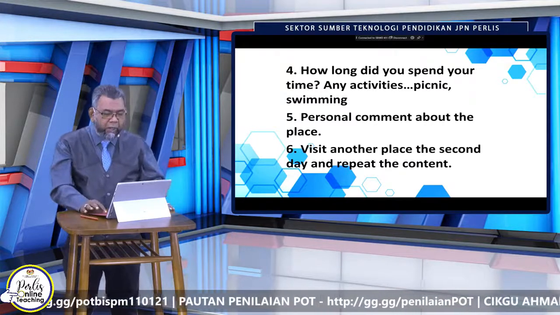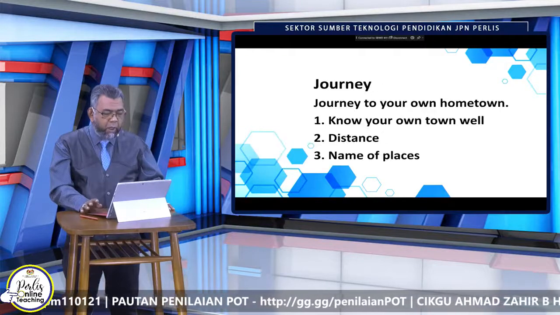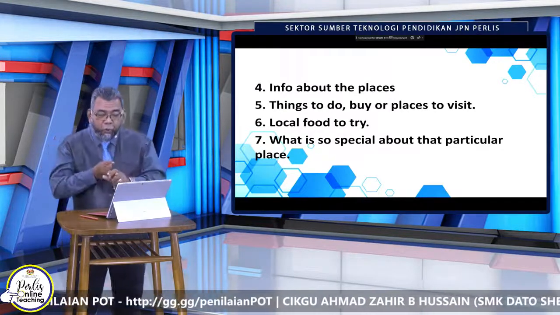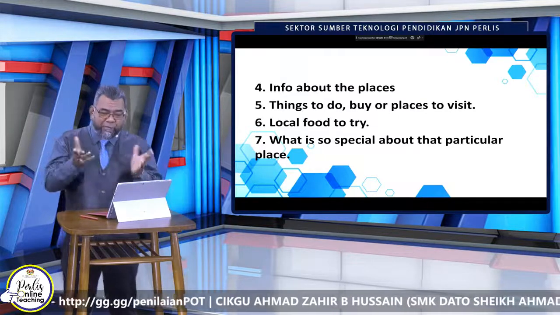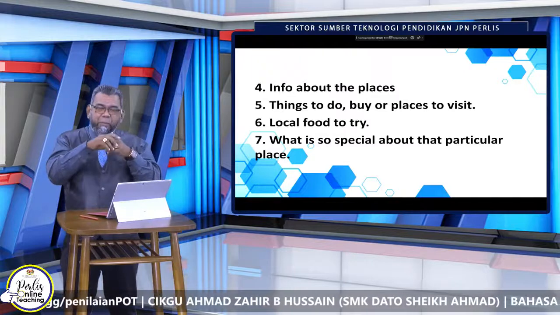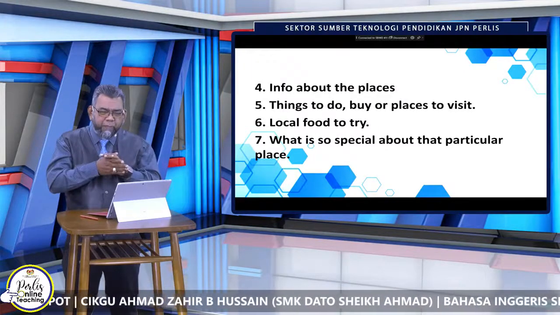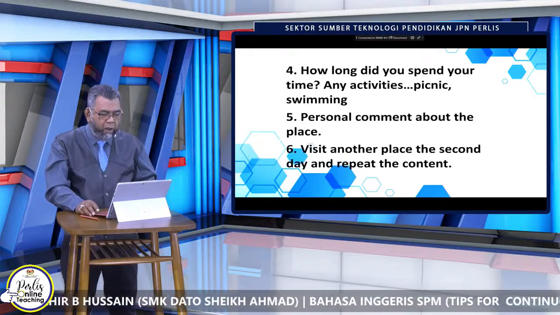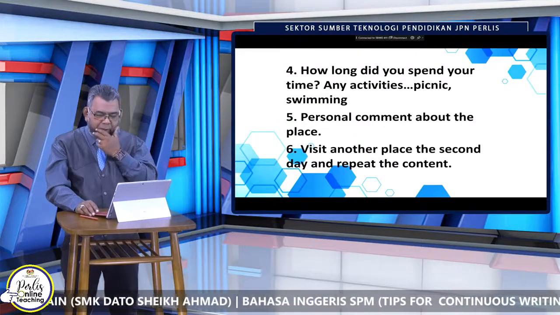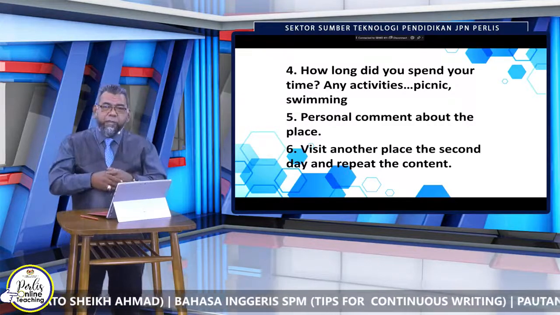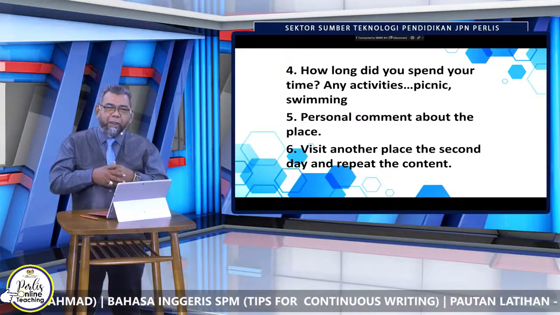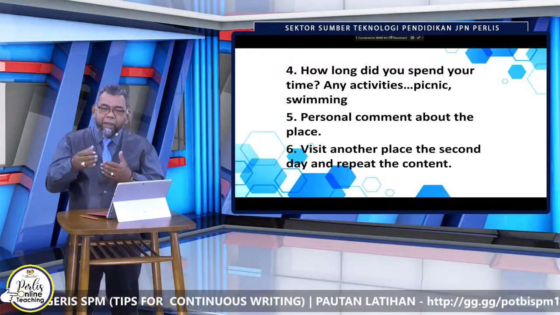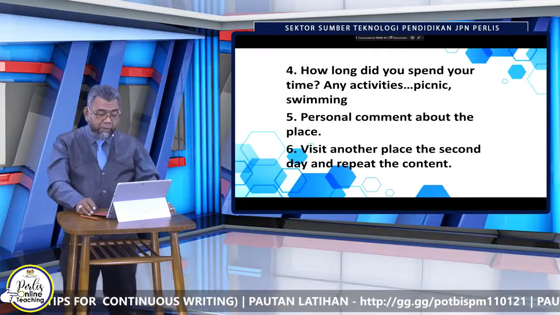And yet, you will write about information about the place, things you do, things you buy, and places that you visit in that town. So you will be repeating the same event at the different places. All right. Visit another place the second day and repeat the content. So you can change. Maybe on the second paragraph, on the third paragraph, you start by writing about what you enjoy in that place. And then at the end, you talk about what you see along the way back. Okay.